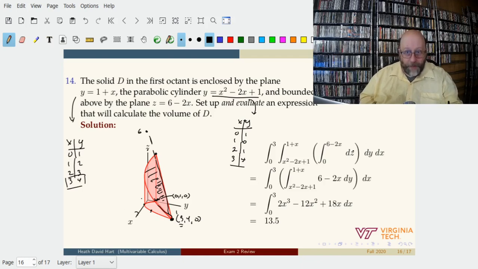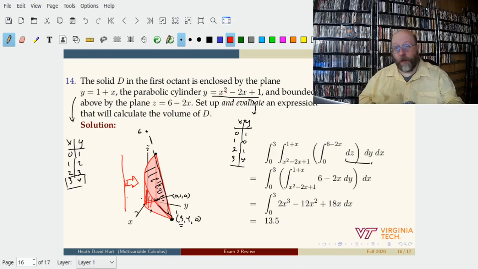And then we set up a wire. The wire extends in the z direction and moves in the y direction. It's going to enter the shape along this curved surface, x squared minus 2x plus 1, and leave the shape along this front surface, which is 1 plus x. And so, enter along the parabola, leave along the straight line.